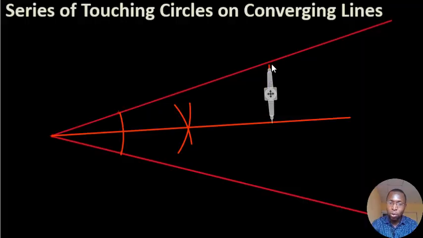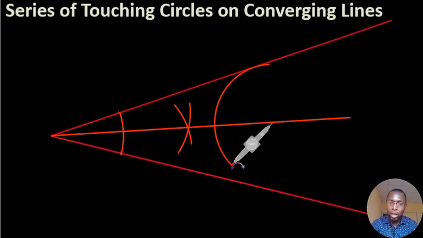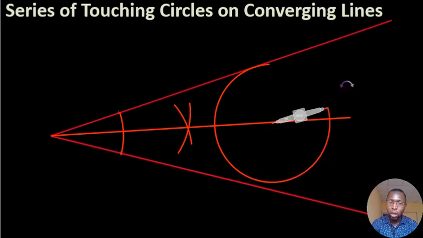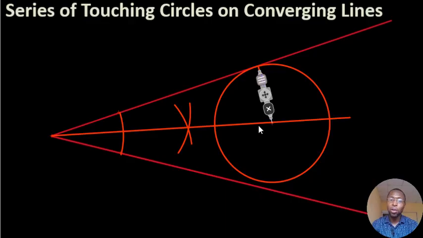Okay, so having done that, I can now swing it like this. Okay. Now this is not enough. I will still have to adjust until it touches both the edge of the first converging line and the second edge. But time will not permit us to keep doing that. So that's the first thing you will do.